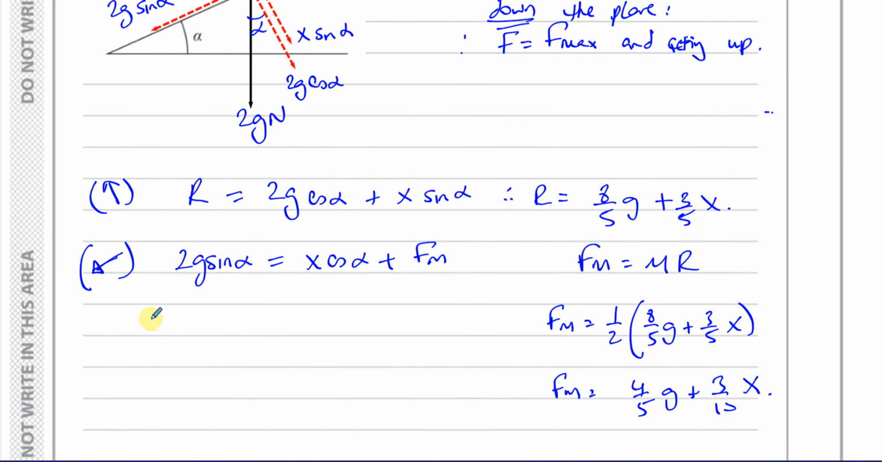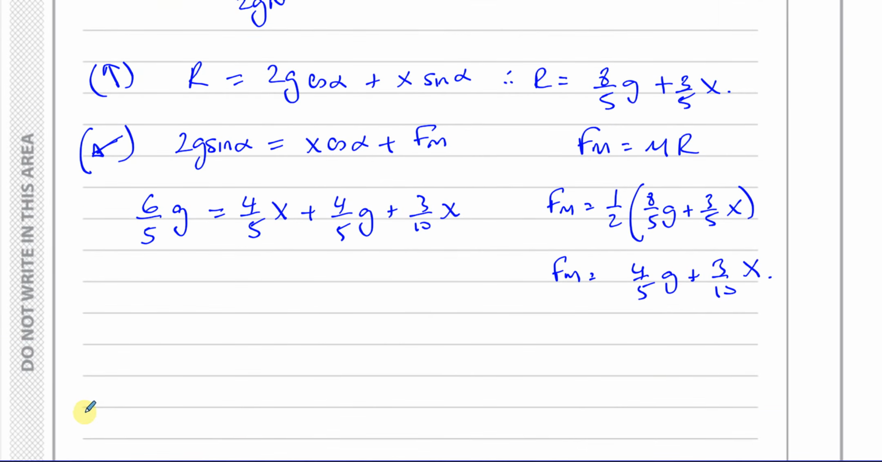So that's 2 times 3, that's 6 over 5 times g, equals x times cosine alpha, and cosine alpha is 4/5, so that's 4/5 x, plus F max, which we have here as 4 over 5g plus 3 over 10x. So now if we rearrange this, we have 6 over 5g minus 4 over 5g, which is 2 over 5g, is equal to 4 over 5x plus 3 over 10x.